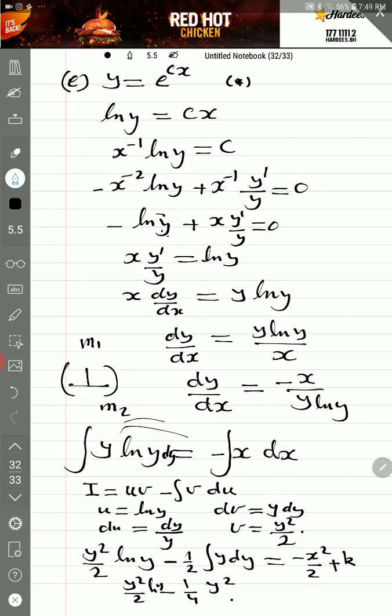If you finalize this, it will be y squared over 2 ln y minus a quarter y squared, equal to minus x squared over 2 plus k. Let me clean this a little bit here. It's ln y here. This will finish this example, and this is the orthogonal family, which we called before double star.